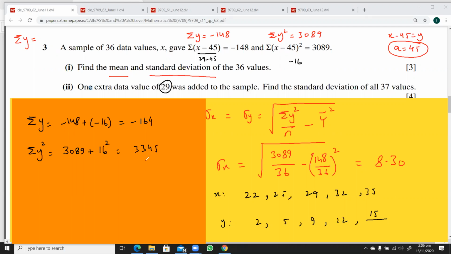So when we find the standard deviation of all of these 37 values, again I need to say that this standard deviation of x is same as the standard deviation of this y, and that is going to be the square root of 3,345 over 37 minus 164 over 37, that is the mean here, okay? So that is how you will get the new standard deviation, which is going to be 10.5. So that should be it from today's session, okay?